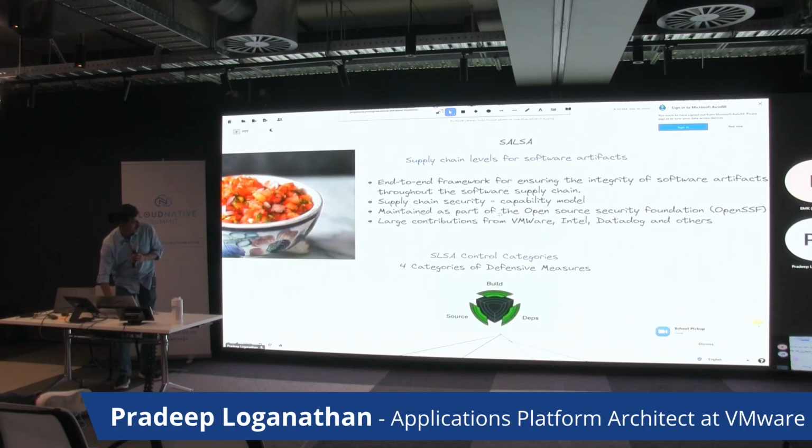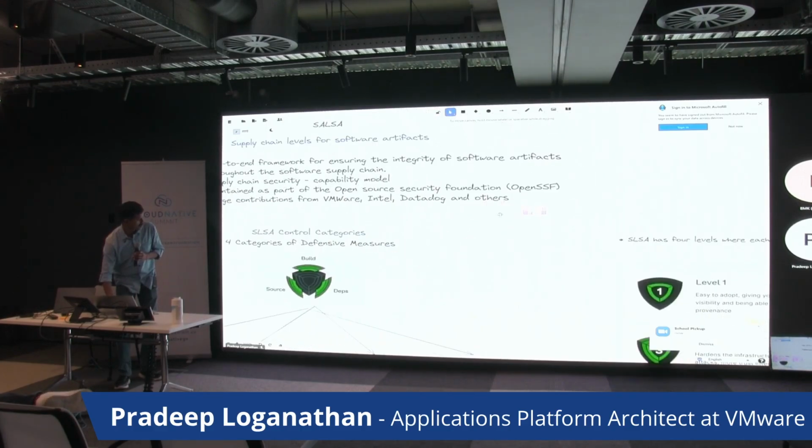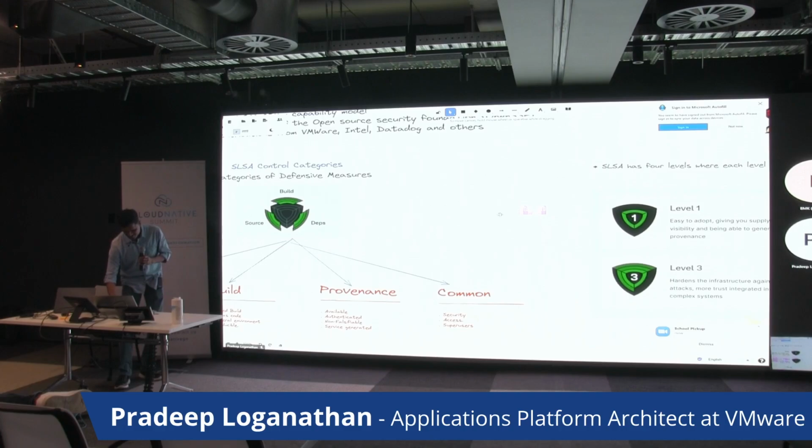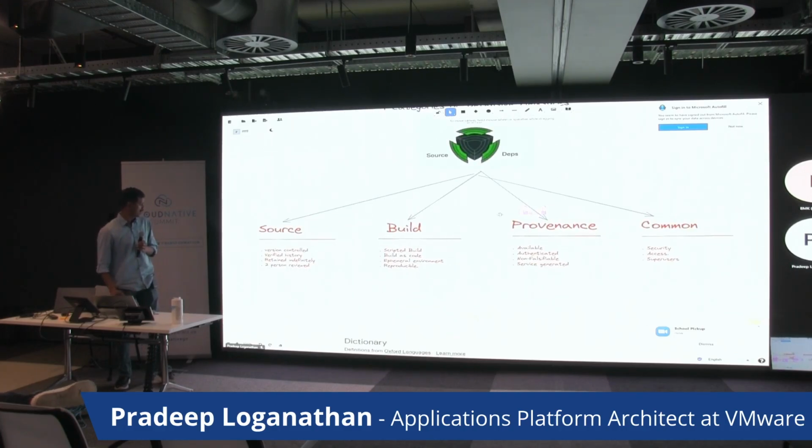SLSA primarily has 4 control categories. Primarily, it's looking at how a source can be impacted. So it's looking at, okay, your source should be under version control, it should have verified history, source should be retained indefinitely, and at least reviewed by 2 people.